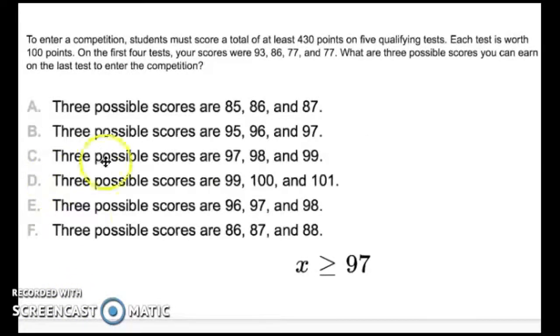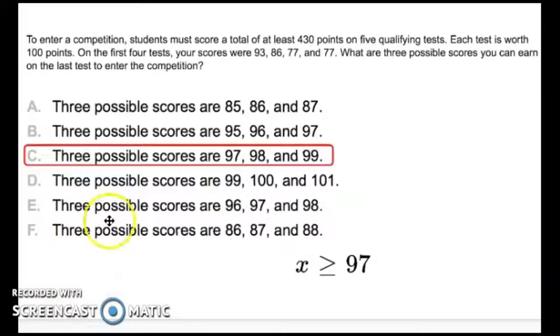So it wants us to choose 3 possible scores we can earn on that last test to enter the competition. We know the score has to be 97 or more, but we're also told that each test is worth 100 points, so that means you cannot have a score that's over 100. So that takes D out of the running. So that means the answer will be C. 3 possible scores are 97, 98, and 99. And that's the answer for number 18.